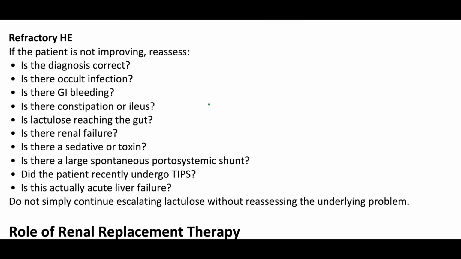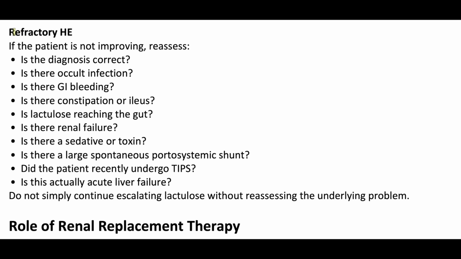So if a patient is not improving, if they have refractory hepatic encephalopathy, you really need to reassess that patient. This is critical, right? Don't just keep dragging your feet over and over, saying, oh, maybe they'll be better the next day, maybe they'll be better the next day, right? These are really sick, really complex, really high mortality patients. So always think, is my diagnosis correct? Is this hepatic encephalopathy? Am I missing a precipitating factor, occult infection, GI bleeding, constipation or ileus, right?